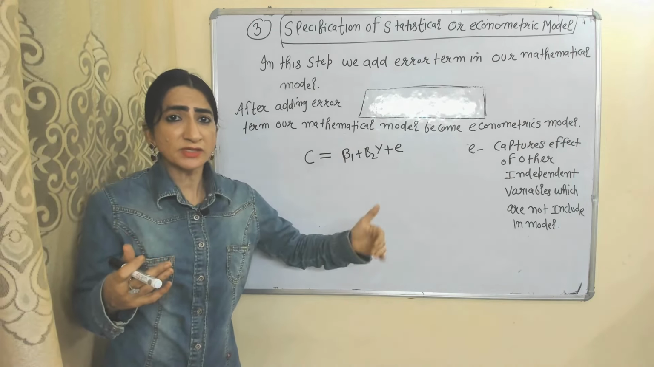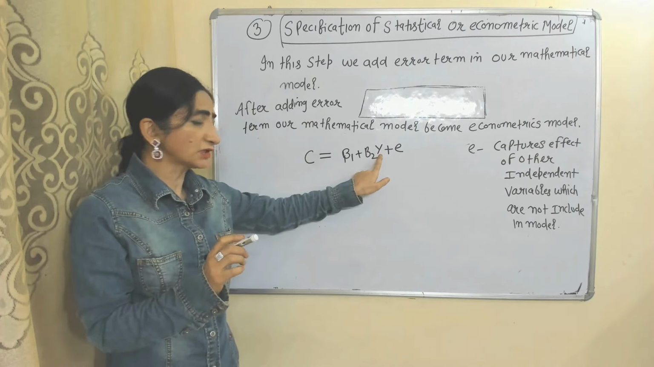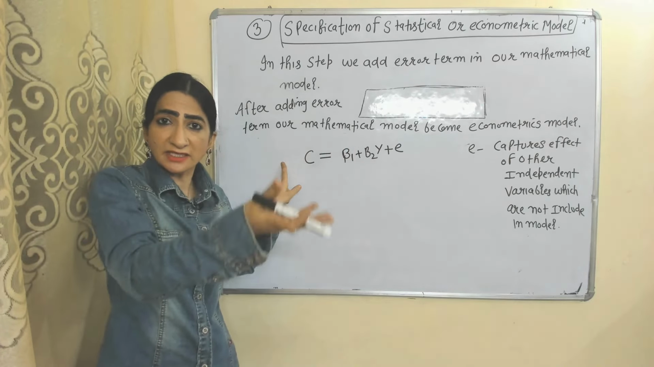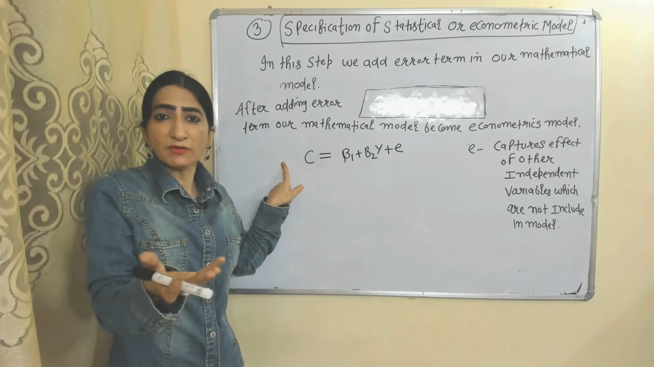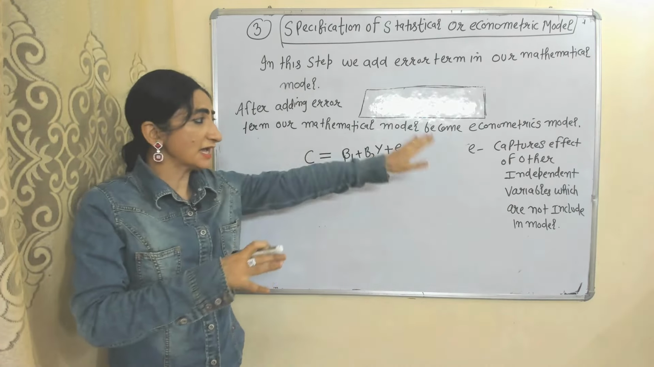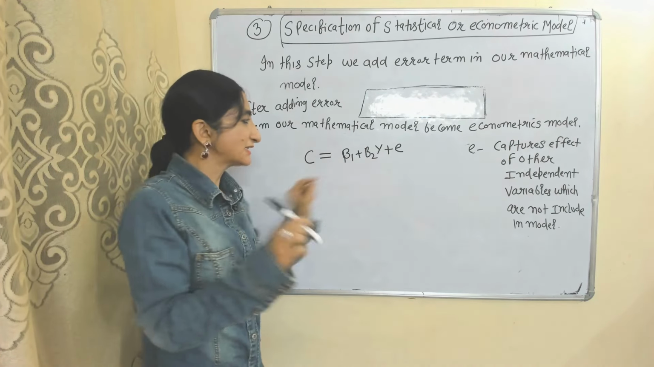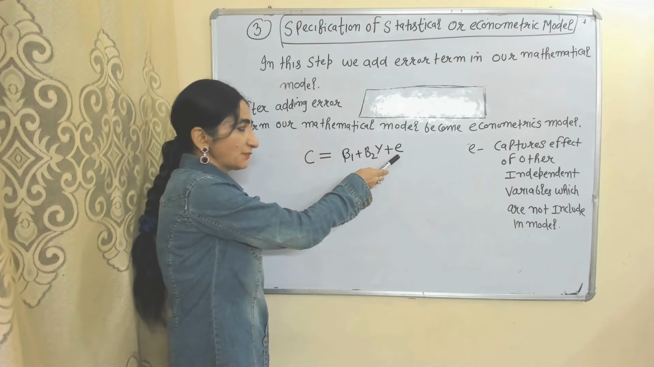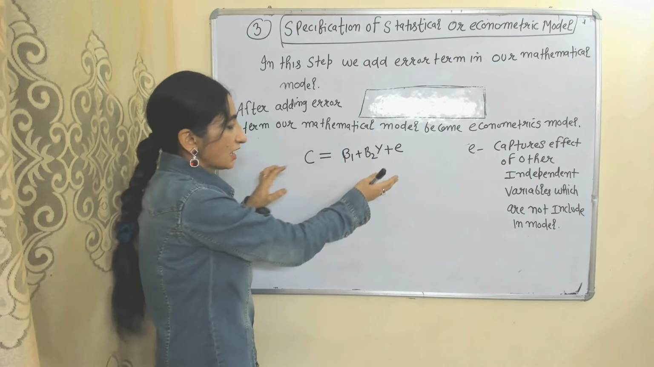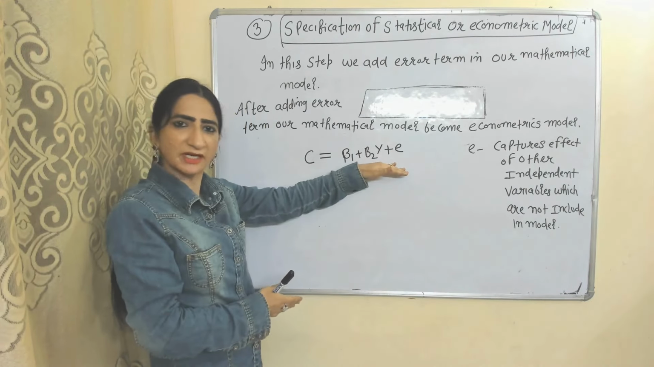The error term captures the influence of all other independent variables which are not included in this model. Here you can see we include only one independent variable, which is income, but consumption is influenced by so many other independent variables. As we know, consumption is influenced by many social, cultural and psychological factors which are not included in this model, and the error term will capture the influence of all other factors not included in the model. That's why we include the error term, and E represents the error term. After adding the error term in our mathematical model, our model becomes an econometric model. So this equation belongs to the econometric model.